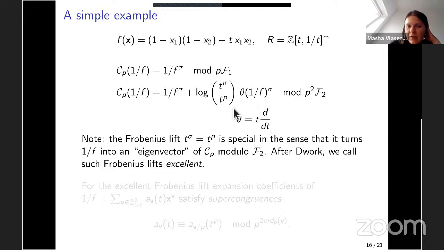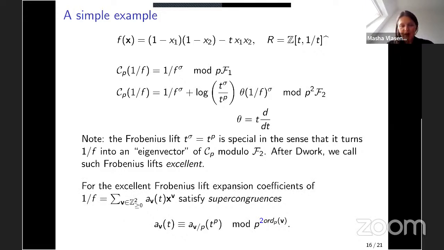This lift is special because it means that this congruence is preserved even modulo p squared F_2, the second step in the filtration. This is a special lift for which this congruence is modulo a smaller submodule. This idea comes again from Dwork's work. We will see more examples in the next slides. And such Frobenius lifts are called excellent.